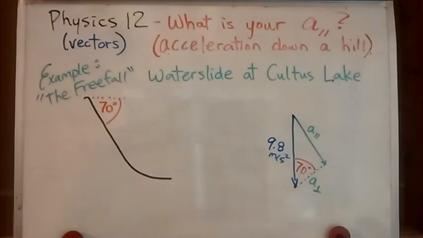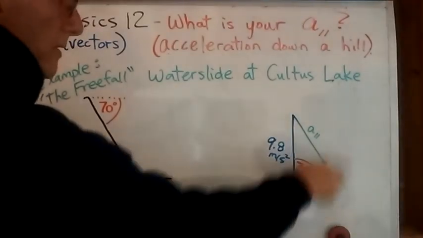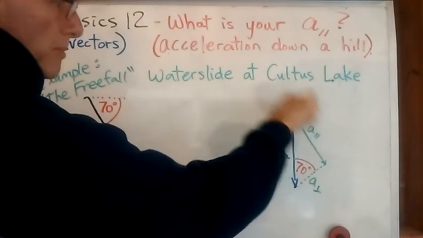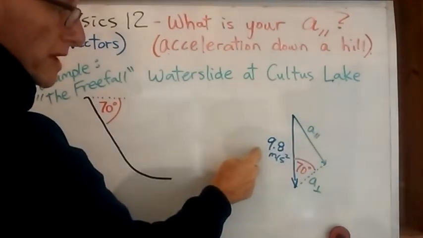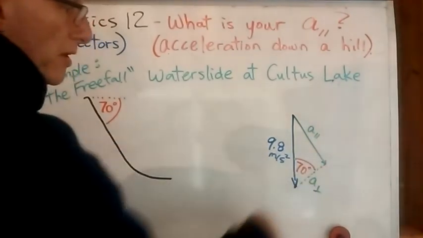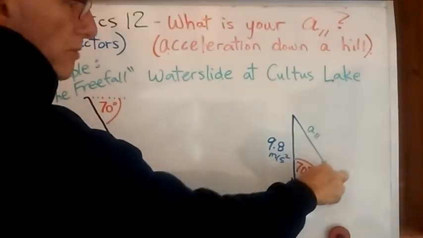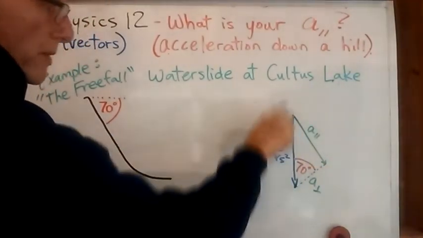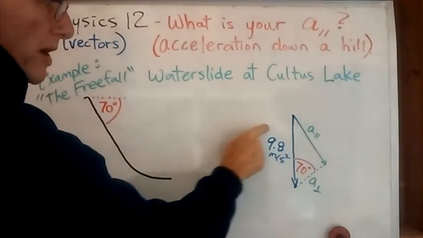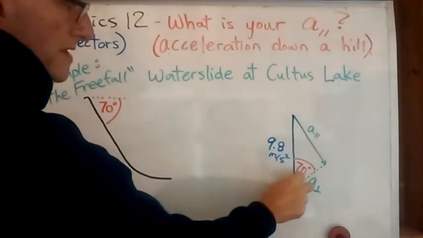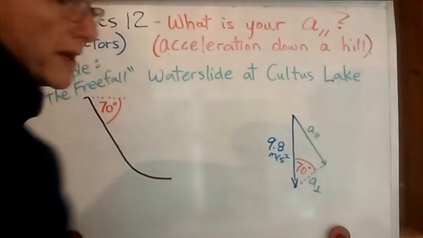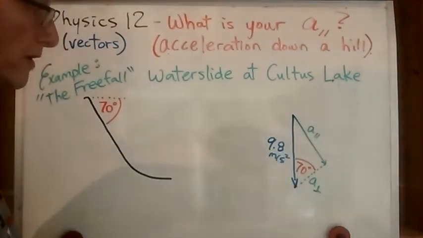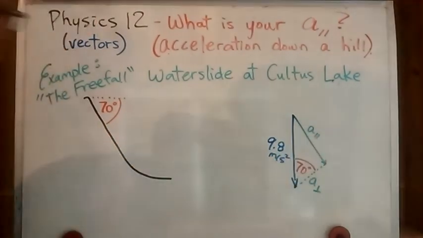Just cleaning it up a little bit, I have a triangle that looks like that. I've got the A parallel component, or part, of 9.8 meters per second squared, and I've got the A perpendicular part. So that one squared plus that one squared has to equal that one squared. This one's the hypotenuse. If that's 70 degrees, that'll be the opposite side, and that'll be the adjacent side. And that's how we will solve what A parallel is. So let's get to it.